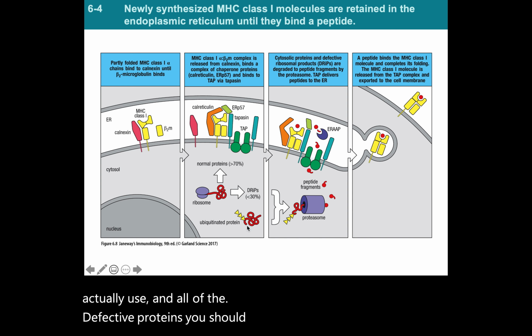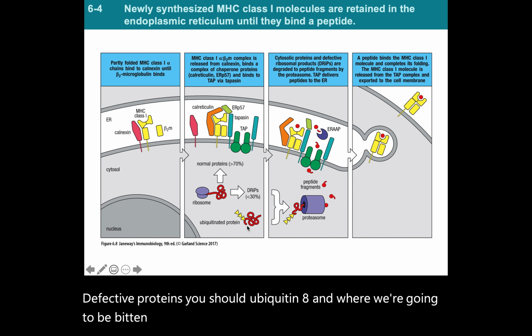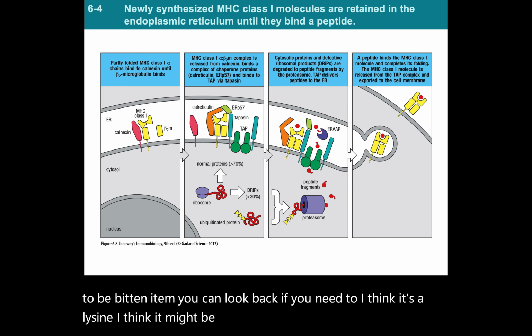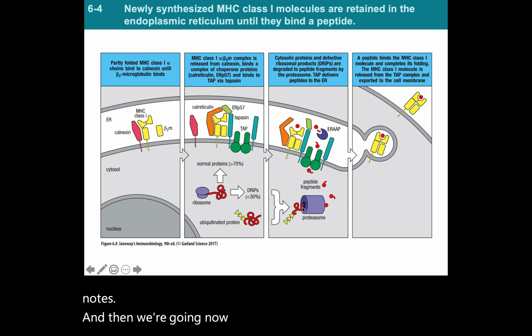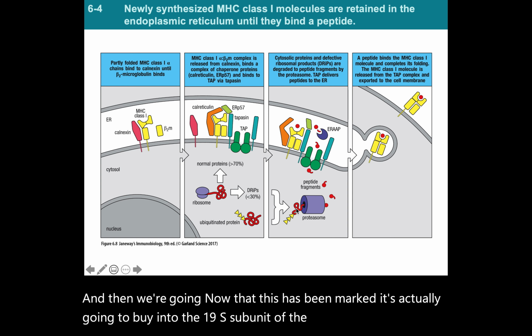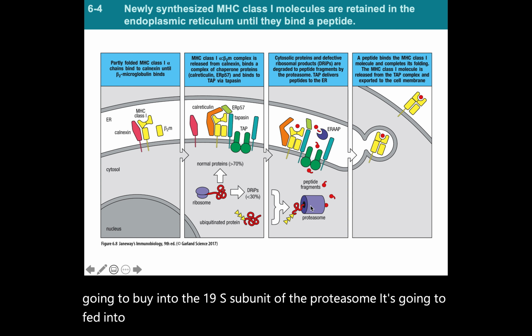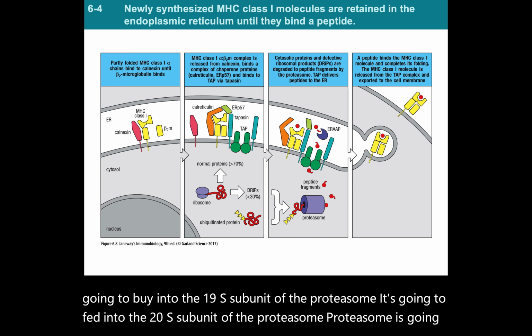And where are we going to ubiquitinate them? You can look back if you need to. I think it's a lysine. I think it might be lysine 48, but go back and check your notes. Now that this has been marked, it's going to bind to the 19S subunit of the proteasome. It's going to get fed into the 20S subunit of the proteasome. The proteasome is going to shred the heck out of that protein.